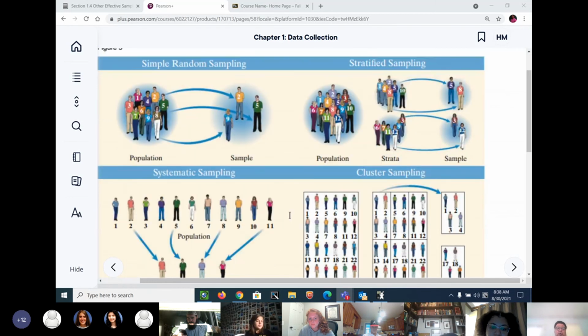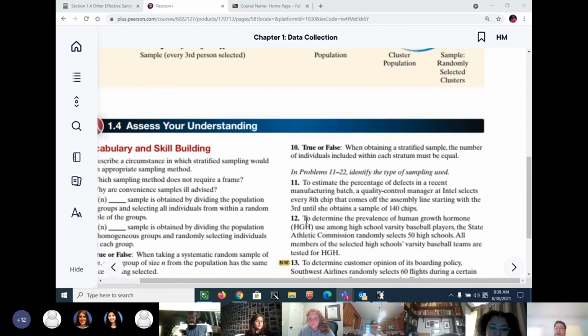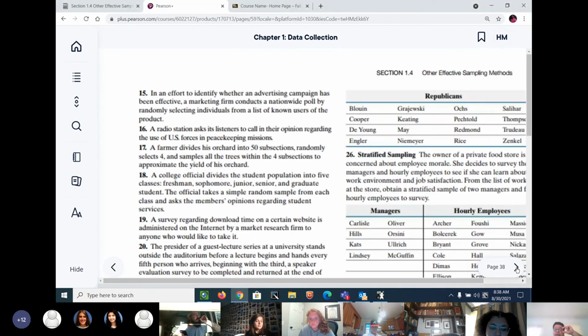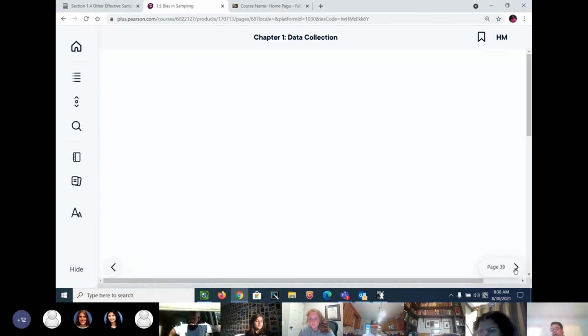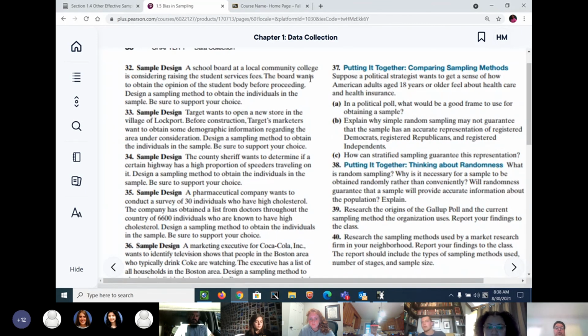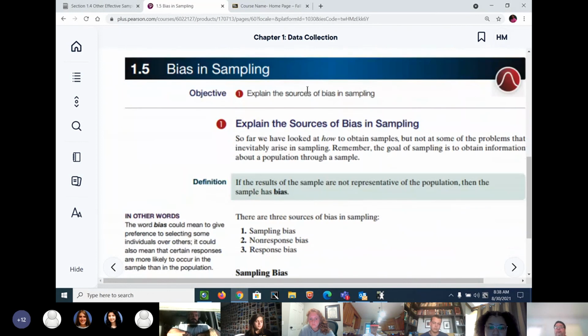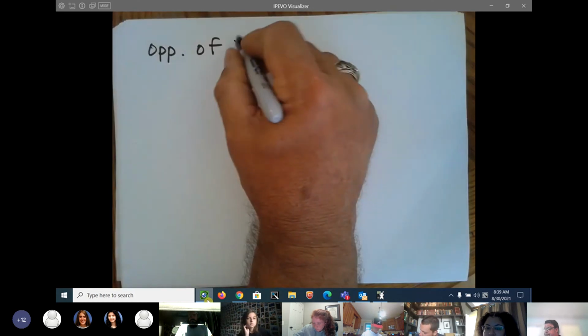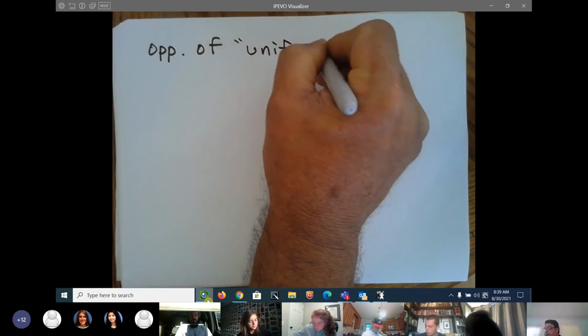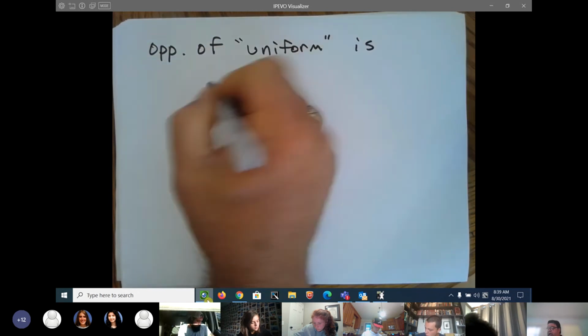Anyway, to make a long story short, we're going to go into section 5, which is called bias. Y'all remember when I talked about the random sample and I told you that everything should be uniform? You remember me saying that in class? Somebody say yes or no, or shake their head. Okay. Well, the opposite of uniform, the enemy of uniform, is bias.